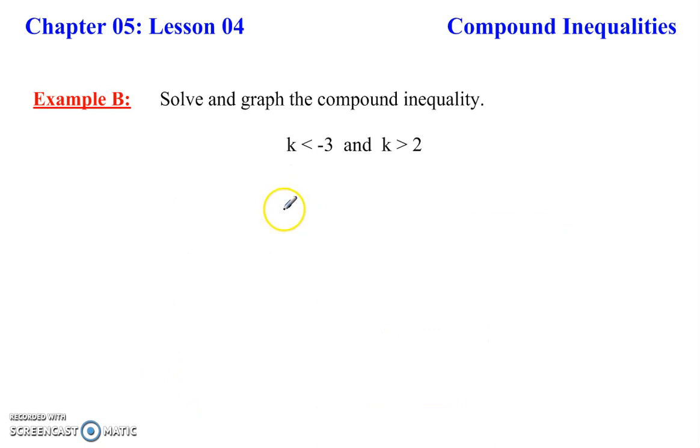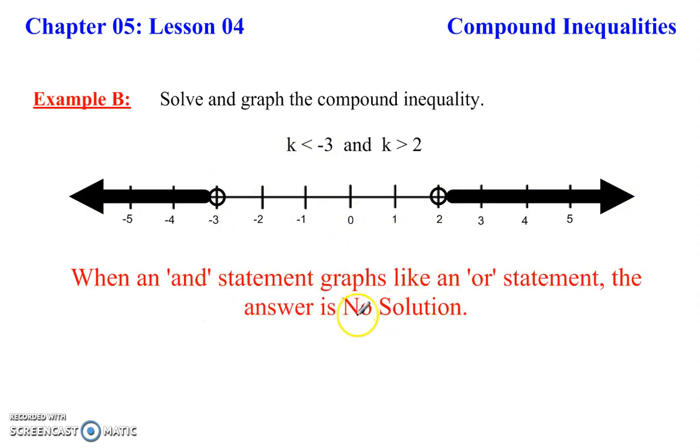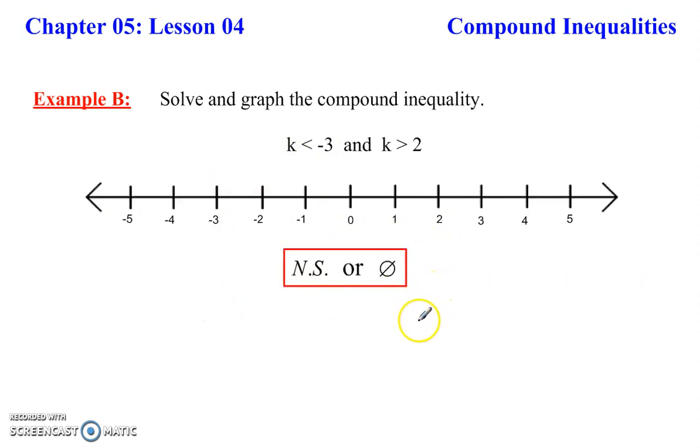And then here's this situation. Okay, we have k is less than -3, and it says and k is greater than 2. Is there any number that would fulfill this statement? Where I can plug in, say, well, the number has to be less than -3 and more than 2. No, there is no such number, so our answer here is no solution.